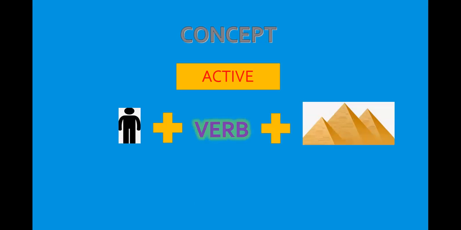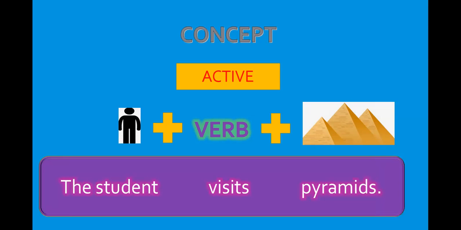Then we have the verb, a regular verb, a normal verb. Nothing special about this verb. We can have the verb in present, present continuous, simple past, maybe present perfect, future, etc. And after the verb, we have the complement. So we have the subject plus the verb plus the complement. For example, when we say the student visits pyramids.